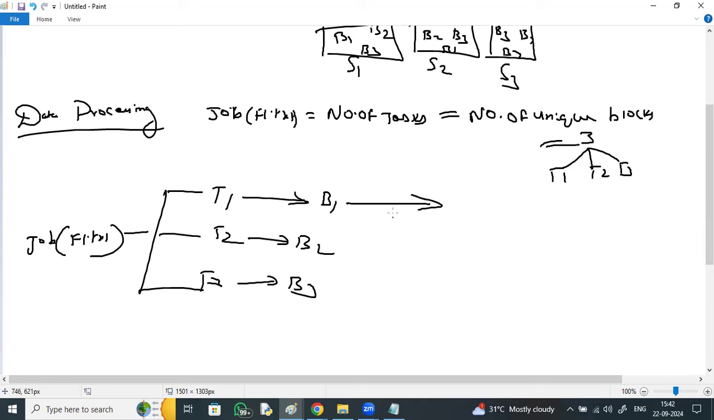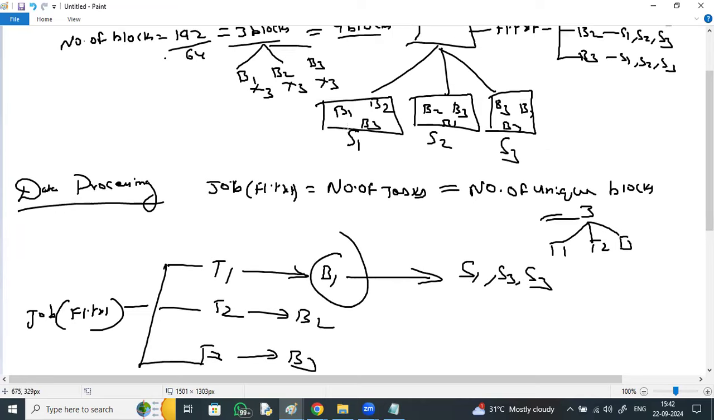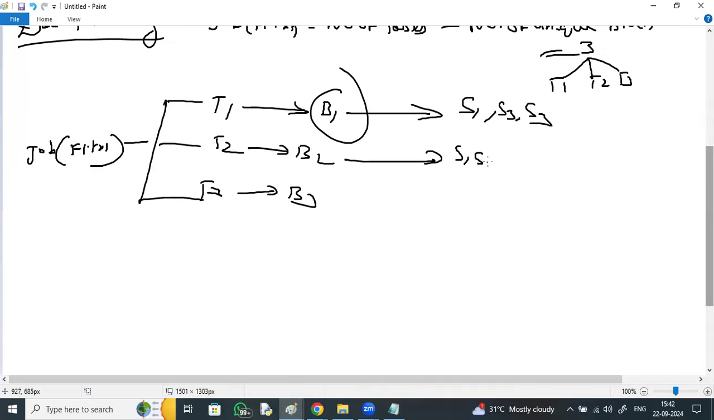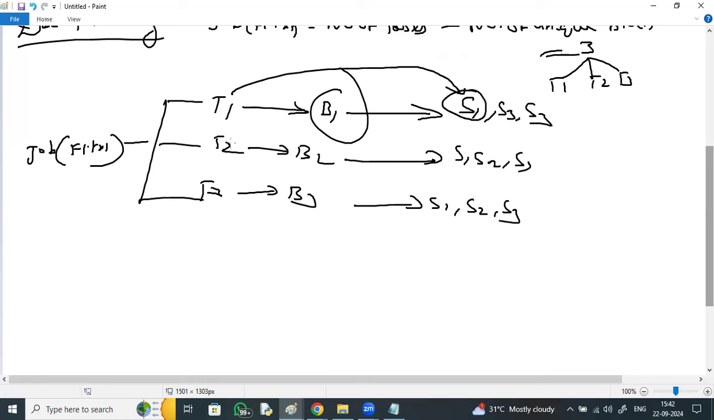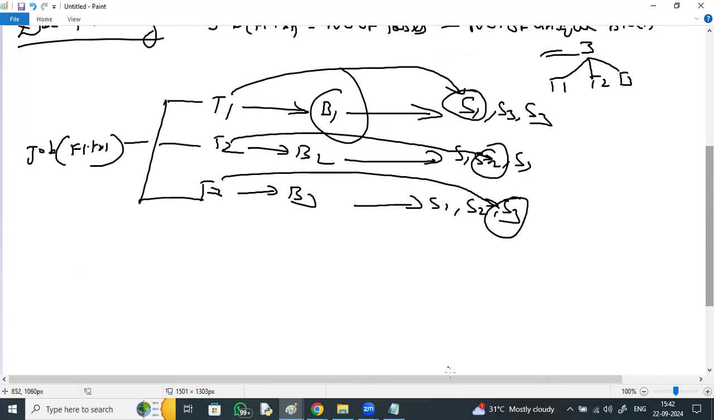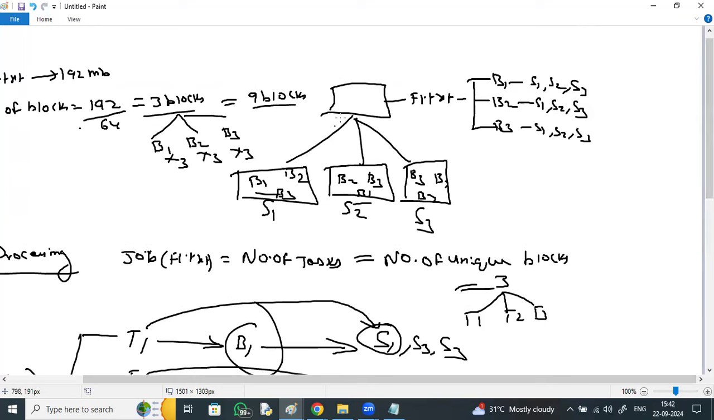Who has to execute this? S1 or S2 or S3, any of these 3 can execute because B1 is present in S1, S2, and S3. Here also it can be executed by S1, S2 or S3. This also can be executed by S1, S2, and S3. Assume for executing T1, S1 is selected by the master. For T2, S2 is selected. For T3, S3 is selected. So 3 tasks are executing parallelly by the 3 slaves.